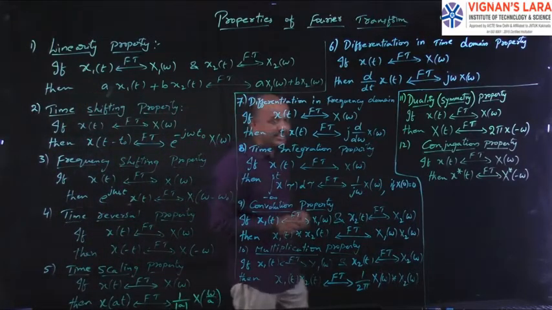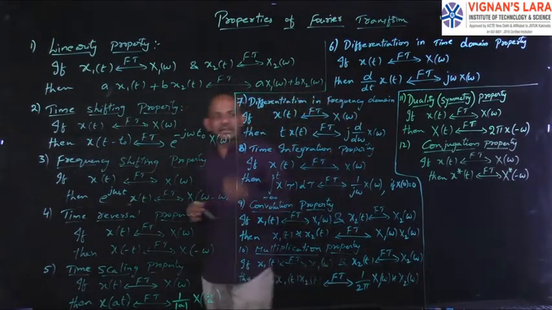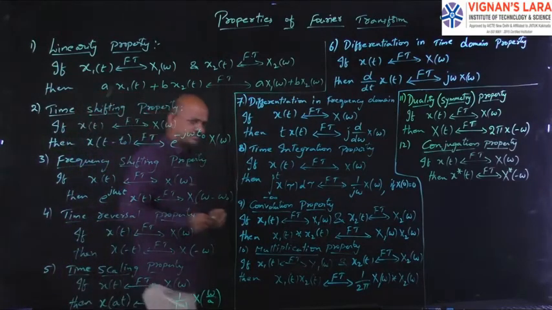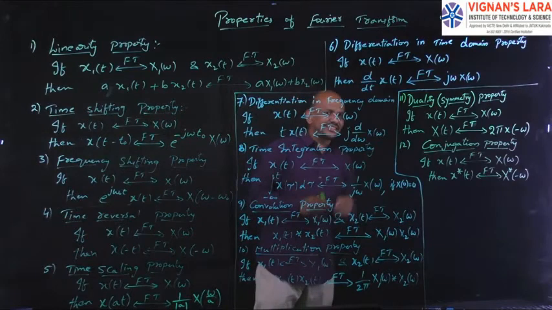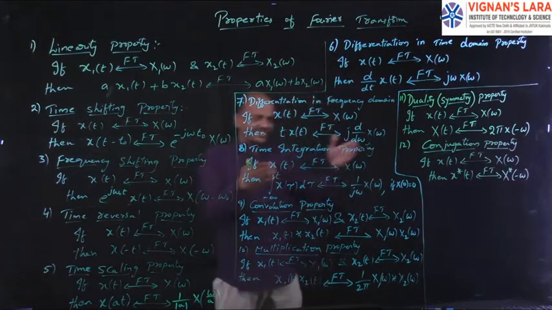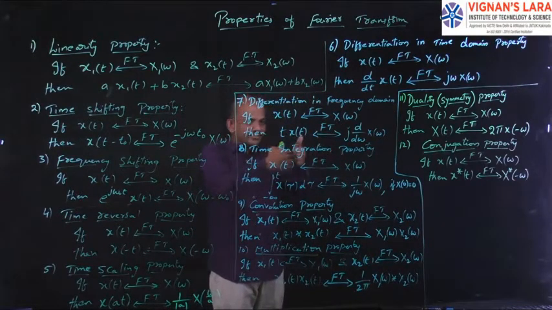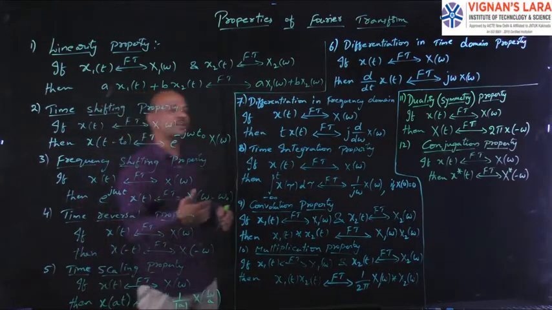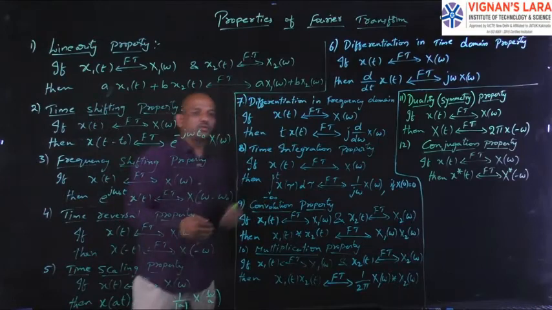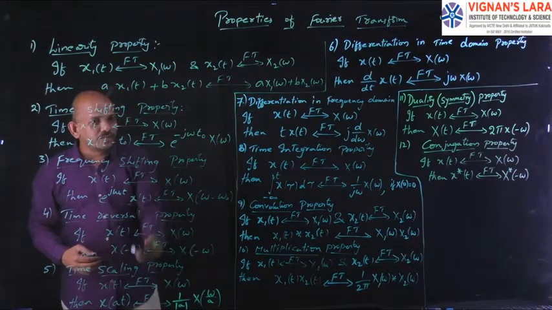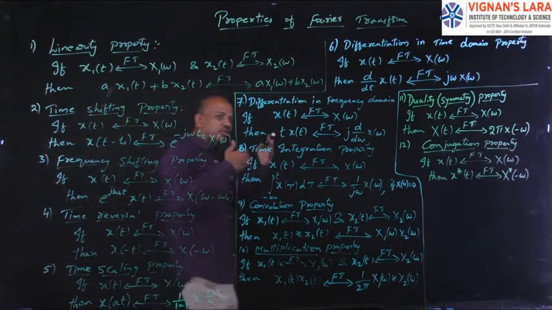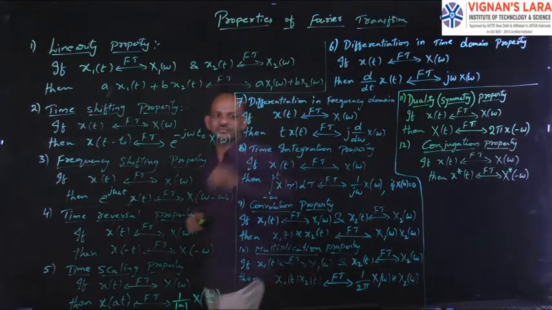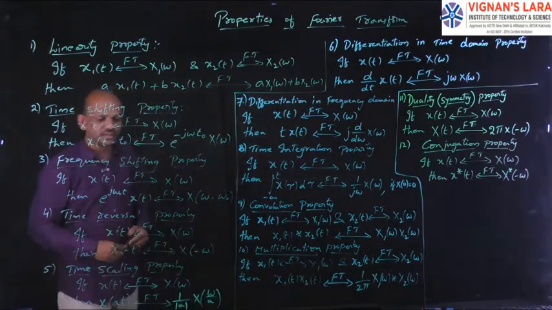Next, time scaling property. Time scaling. So here I have to multiply the variable t with a constant. That means the signal should either be compressed or expanded, based on the constant that is multiplied with the variable t. That is, only one signal is sufficient. Hence I have taken the single signal x of t.